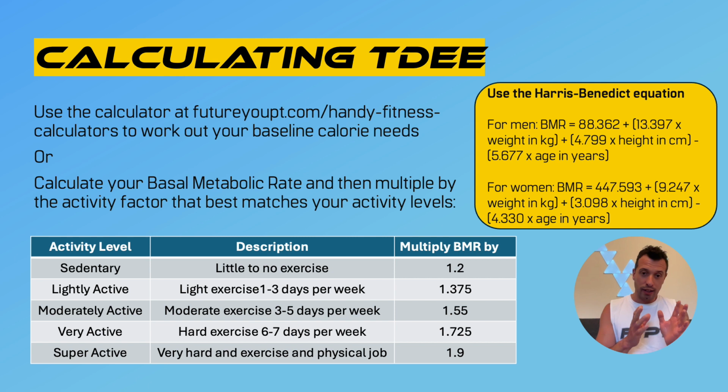Now, with the activity multiplier, I would always err on the side of caution. Go down rather than higher. If you think you're exercising somewhere between 3 to 5 days, but it could be 6 days, and you think you work fairly hard, go to moderately active. Underestimate, because you'll find you'll get results better than if you overestimate and then start having to cut further.